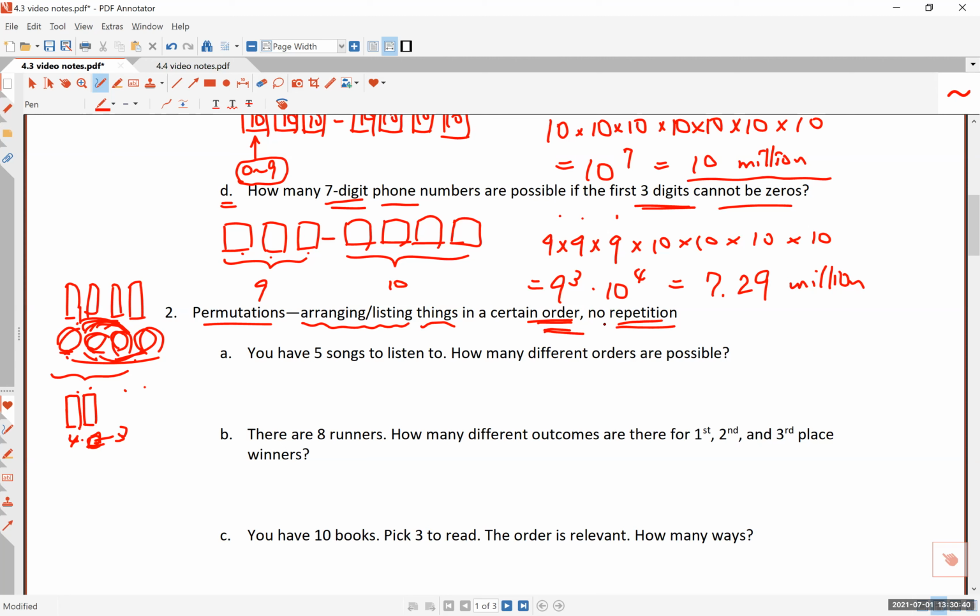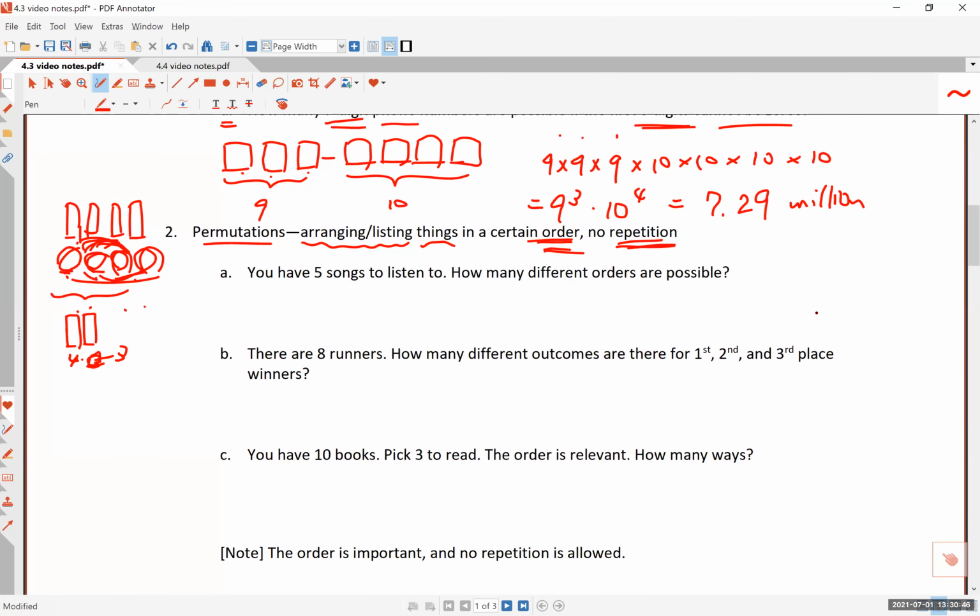The order is relevant, and repetition is not allowed. All right, I have 3 examples here. Suppose you have 5 songs in your device, on your cell phone or on your music player. How many different orders are possible if you want to rearrange these 5 songs?